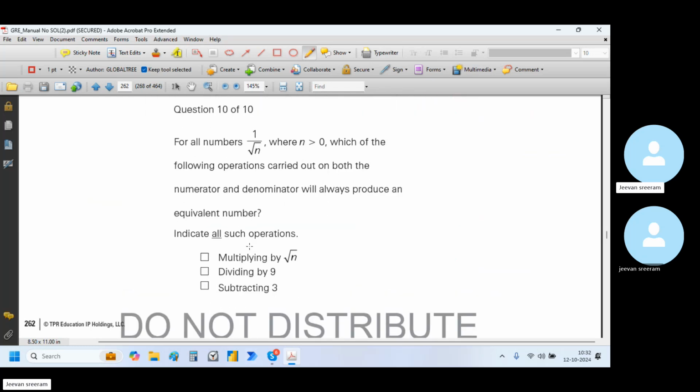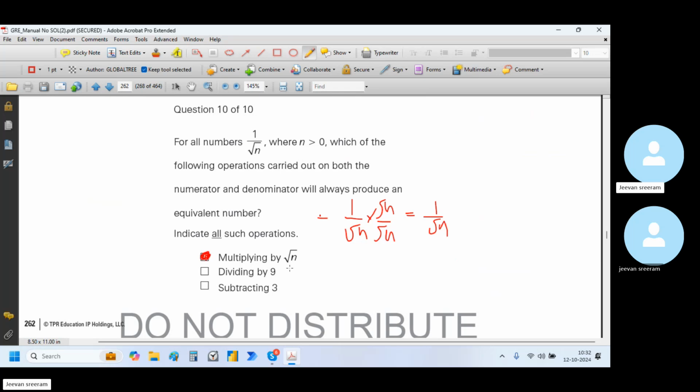Next, the last question. In this lesson, we will have to do the next lesson as well. For all numbers 1 by root n where n is greater than 0, which of the following operations carried out on both the numerator and denominator will always produce an equivalent number? Oh, so easy. If you go with multiplying with root n, yeah, it can produce the same. You have to go with it.